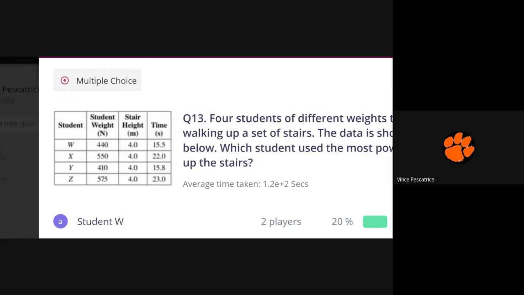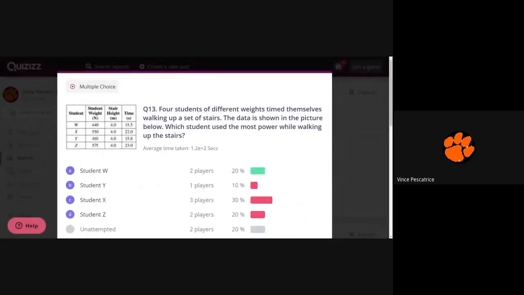So again, this one's probably the hardest one on there because it involved doing a fair bit of math. All right, but if you're dividing by time, multiplying these two together, divide by time.